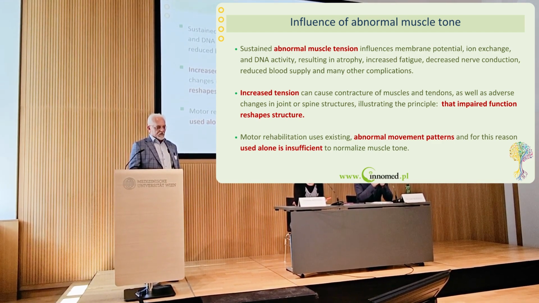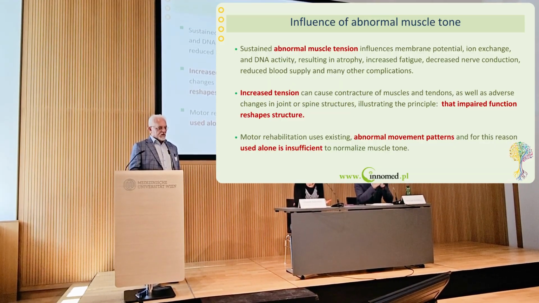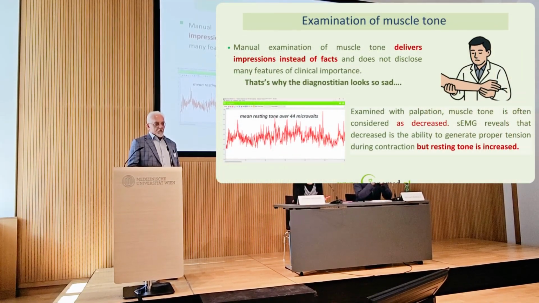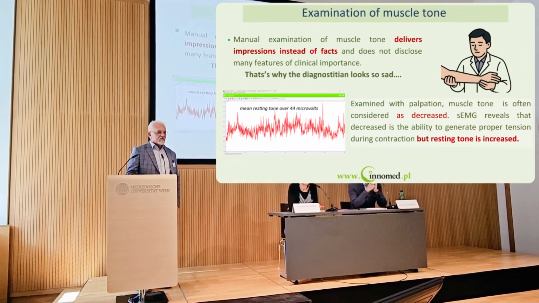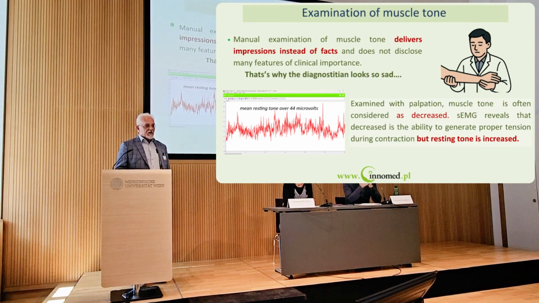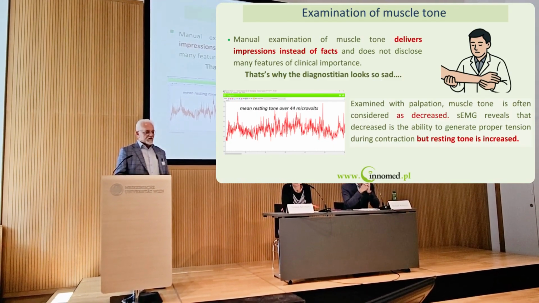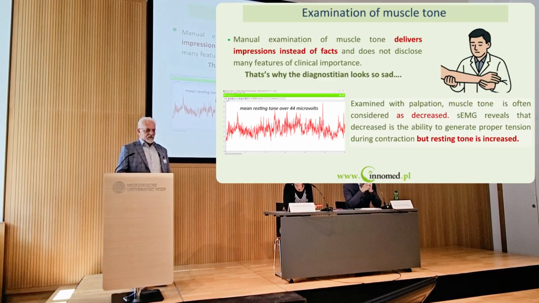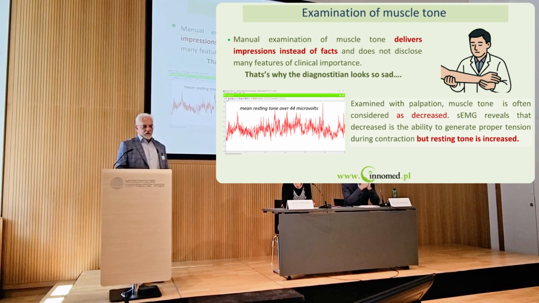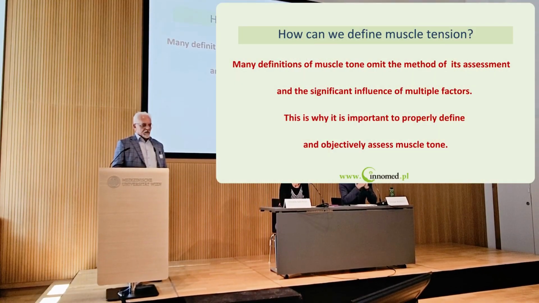Motor rehabilitation uses existing abnormal movement patterns, and for this reason, its use alone is insufficient to normalize muscle tone. Manual examination of muscle tone delivers impressions instead of facts and does not disclose the truth. That's why the diagnostics looks so sad. Examined with palpation, muscle tone is often considered as decreased. sEMG reveals that what decreases is the ability to generate proper tension during contraction, but resting tone is increased.